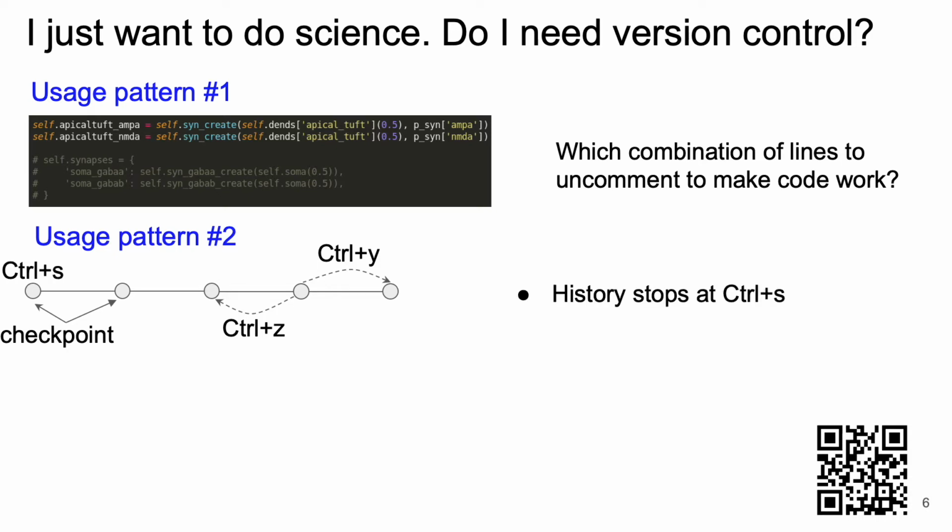So what's the problem with this? Firstly, your history stops at Control S. And if you do a certain sequence of Control Z, Control Y, you just don't know what you're going to get. So it gets very confusing very soon.